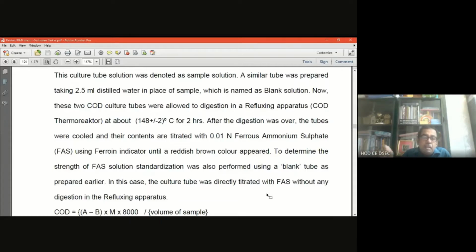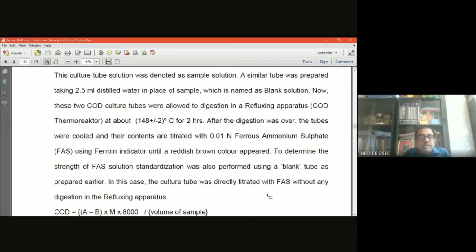I mean to say, the ferroin indicator will just indicate the green color, and then you go for the titration after adding the ferroin indicator. You have to titrate with ferrous ammonium sulfate till the reddish brown color appears. Till that color appears, you have to titrate with the ferrous ammonium sulfate solution. Once the reddish brown color appears, you have to stop the titration.